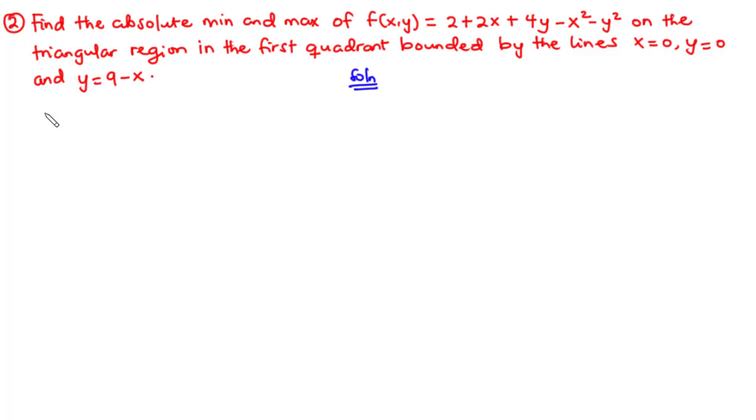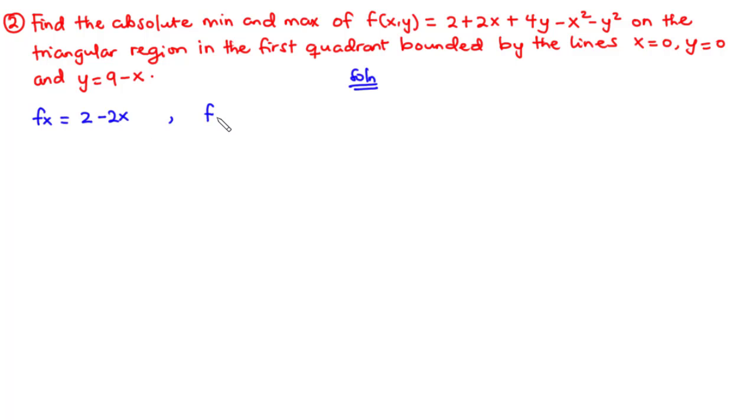So for fx, that is the first order partial derivative of the function with respect to x. So we differentiate this function with respect to x term by term. You differentiate 2, that is a constant, you have 0. You differentiate 2x, and then you have 2. You differentiate 4y, and then it goes to 0. You differentiate negative x squared, that becomes negative 2x, and then you differentiate negative y squared, that also goes to 0. So we have fx to be equal to 2 minus 2x.